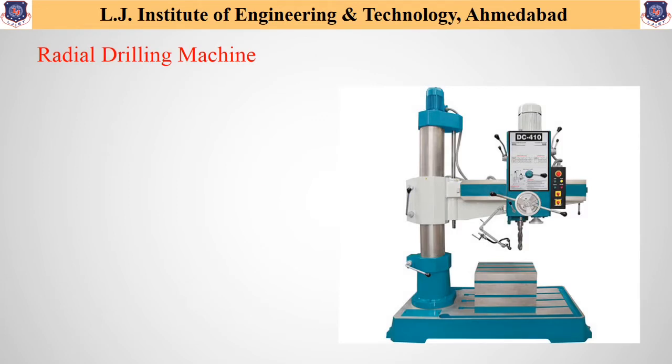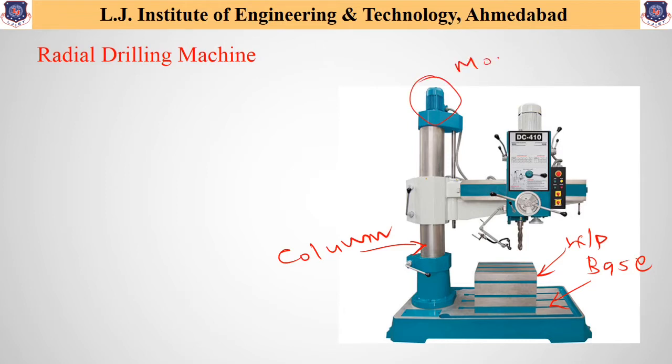So let us further summarize. This bottom portion, as we have discussed, is called the base, above which the workpiece is set. This vertical section is called the column. Now on this column, at the top portion, the motor is provided.